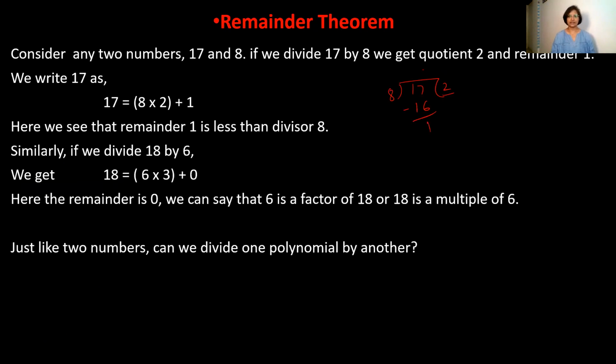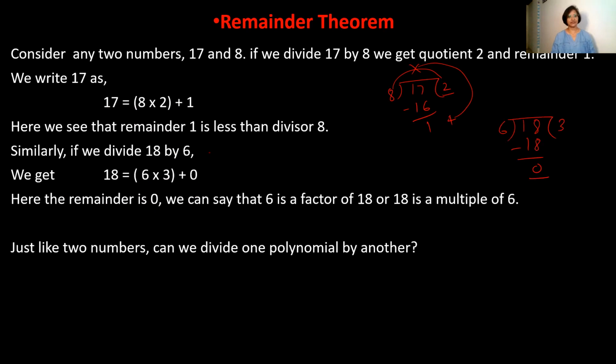So how can you write it? You can multiply 8 by 2 and then add that product to the remainder. So I have written it in that form: 17 equals 8 into 2 plus 1. Similarly, I have taken another two numbers, 18 and 6. If you divide 18 by 6, 6 threes are 18 and the remainder is 0. That also you can write in that form.